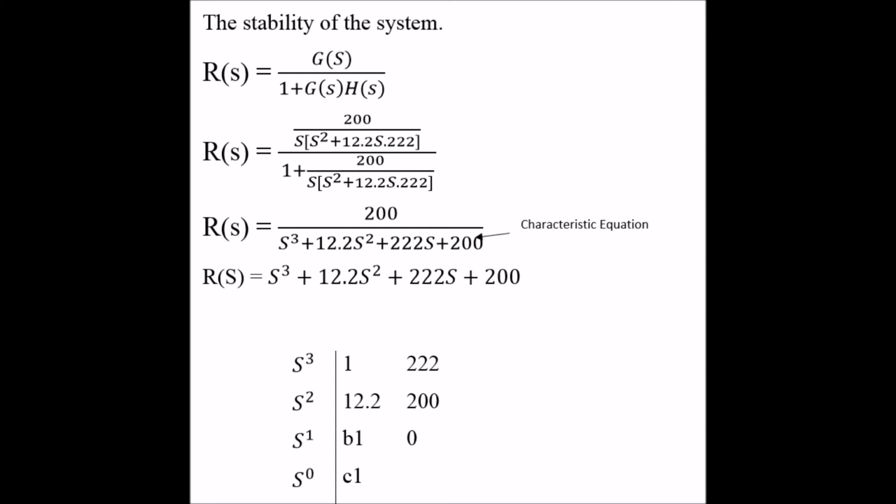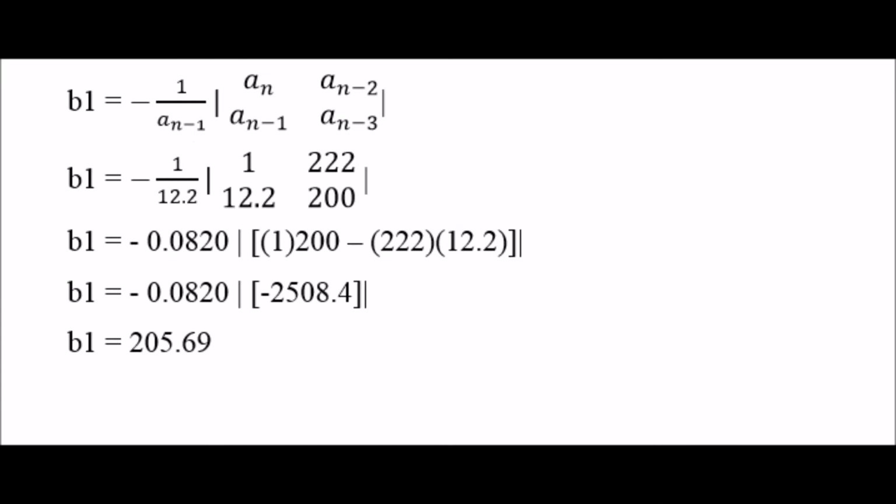From that, we produce a table from S cubed until S0. Then from the table or array, we need to find the B1 and C1 values. To find B1, we use the formula equal to negative 1 over an minus 1, in brackets an minus 1, an minus 2 and an minus 3.